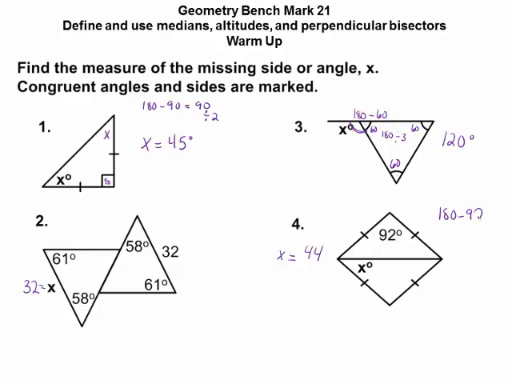180 minus 92 is 100 minus 12, which is 90 minus 2, which is 88. And there's two of them. There's four altogether, but there's two triangles, so there's only two in the triangle. So 44.